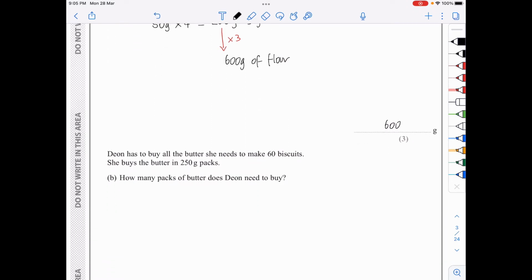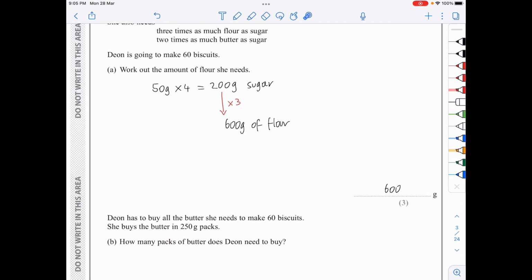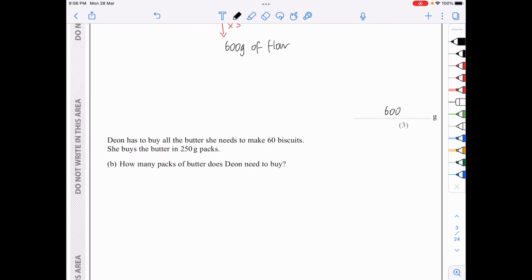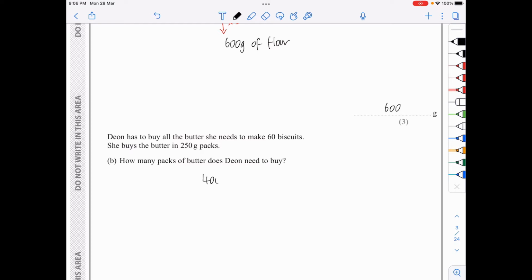Now she has to buy all the butter she needs to make the 60 biscuits, and she buys the butter in 250 gram packs. How many packs does she need to buy? Well, we need to concentrate on the amount of butter we need. We need twice as much butter as sugar. So we need 2 times 200. So we need 400 grams of butter. Now, given the fact that the butter is coming in 250 gram packs, we need 2 of them.